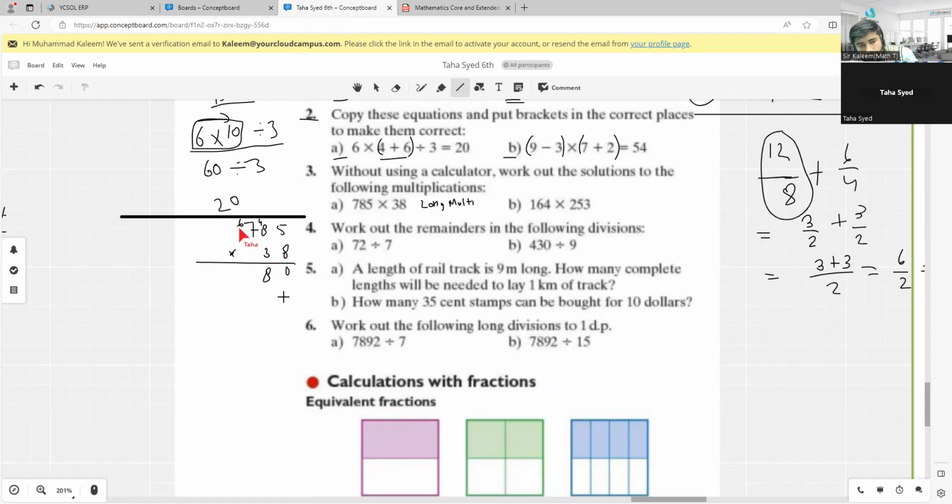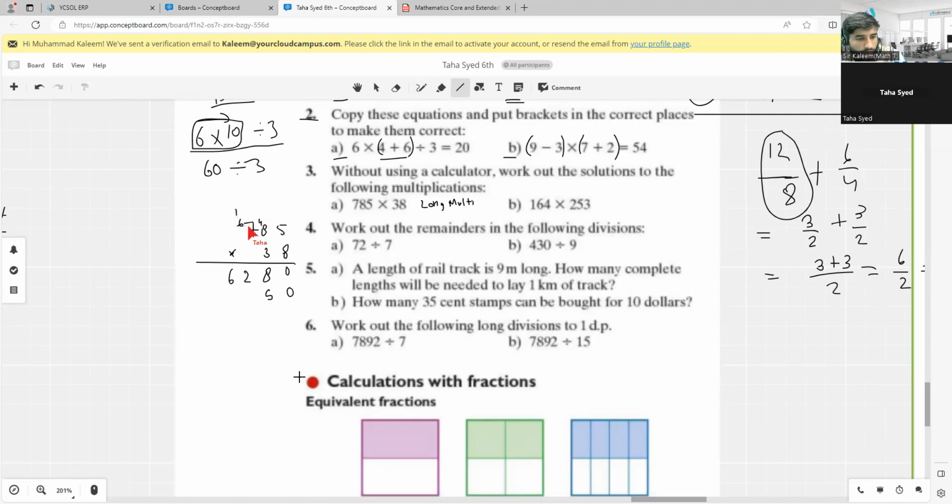8 sevens are 56, plus 6, 62. So 6 and 2. Then the cross. You just need to put 0. Cross is also okay, but try to write 0 here instead of a cross. So you have the 15. So 5 here, 1 will be carried. Wait, I put the 1 in the wrong place.